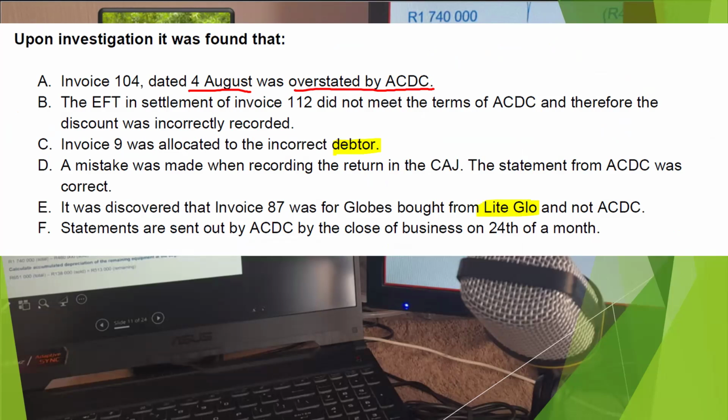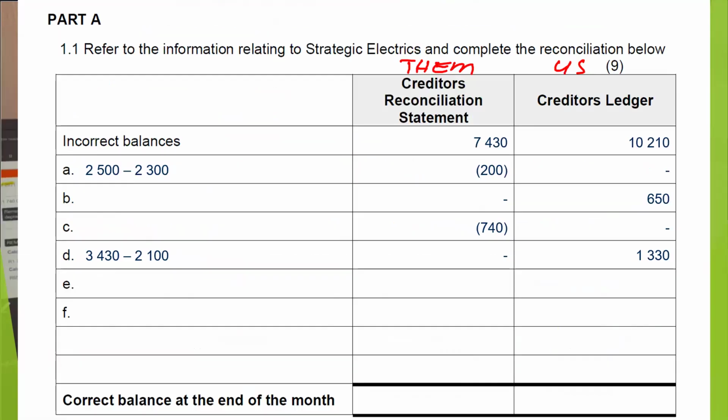So we did not buy those goods from ACDC. So it's in the wrong creditor's ledger. We need to take it to the creditor's ledger of Light Glow, and we need to take it out of the creditor's ledger of ACDC. So what we're going to do, because the mistake wasn't theirs, it was ours, we're going to go to the creditor's ledger and subtract that 7,400.